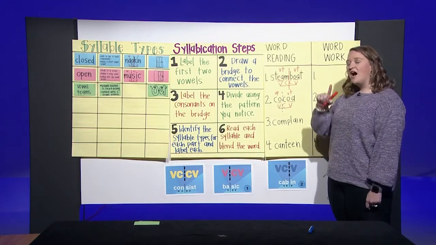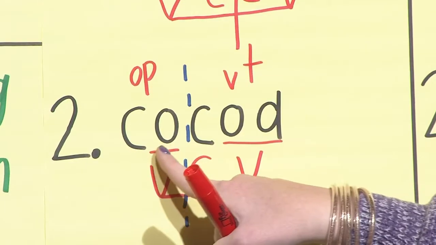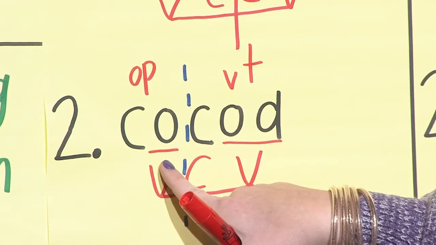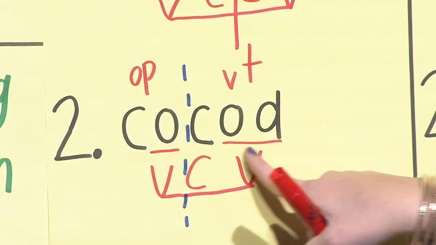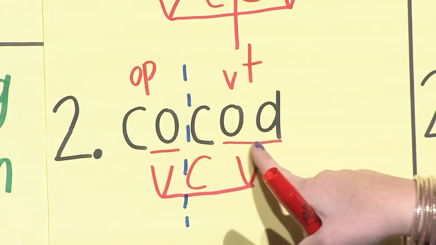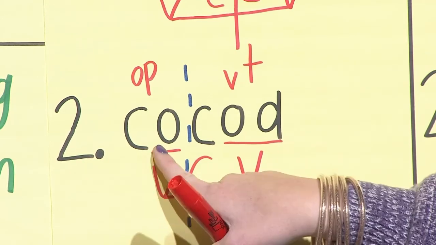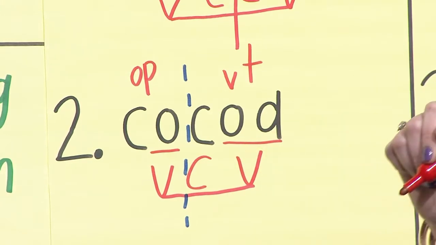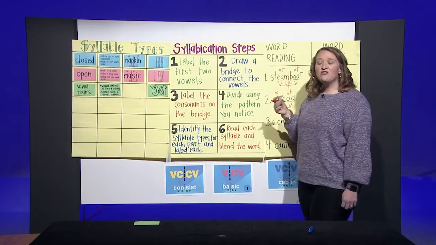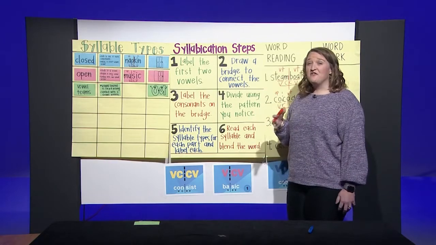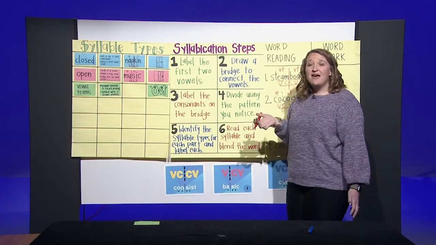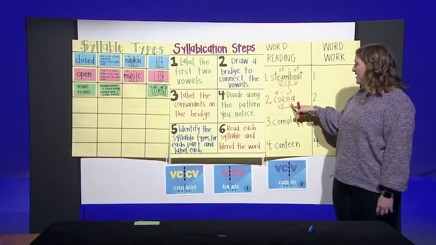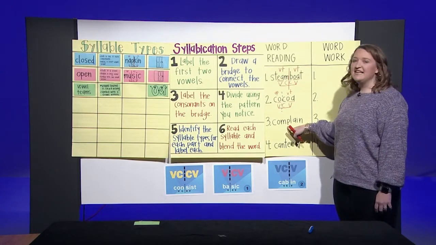So I'm going to do it, and then I want you to repeat after me. Co. Co. Now let's put it together. Co, co, cocoa. Cocoa. Cocoa is that brown powder that is used to give chocolate flavor. So if you drink hot chocolate, you mix that with that brown powder to give that chocolate flavor. I love hot cocoa.